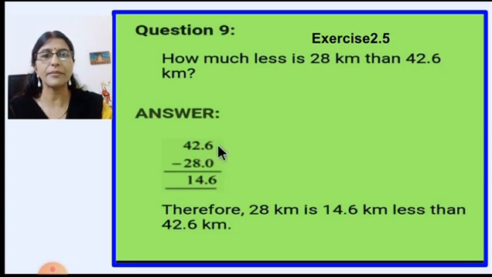So first we'll start from here. 6 minus 0 is 6. This 2 is smaller, so you have to carry 10, so it will become 10 plus 2, 12. 12 minus 8 is 4. This will be reduced to 3. You have to subtract 4 minus 1, 3 minus 2, 1. So you will get here 14.6. Therefore 28 kilometer is 14.6 kilometer less than 42.6 kilometer.